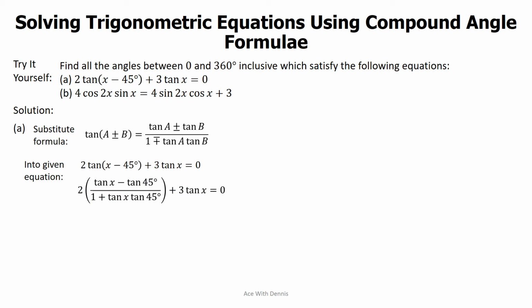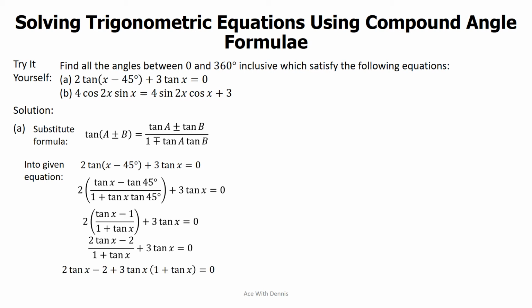So it will become 2 bracket (tangent x − tangent 45 degrees) over (1 + tangent x tangent 45 degrees) plus 3 tangent x equals 0. Okay, we know that tangent 45 degrees is 1. So inside the bracket, it will become (tangent x − 1) over (1 + tangent x). Then we expand. It will become (2 tangent x − 2) over (1 + tangent x) plus 3 tangent x equal to 0.